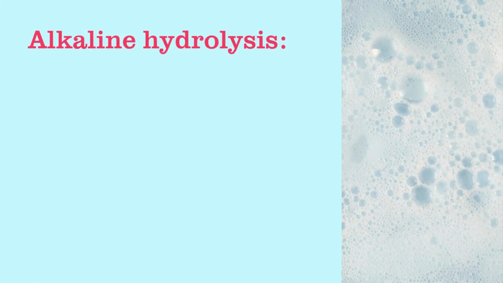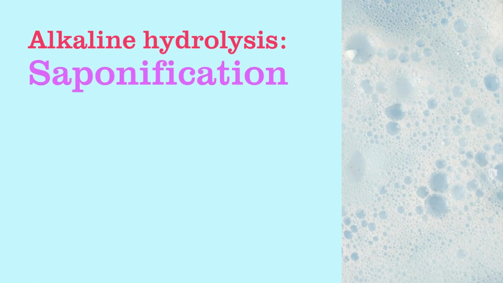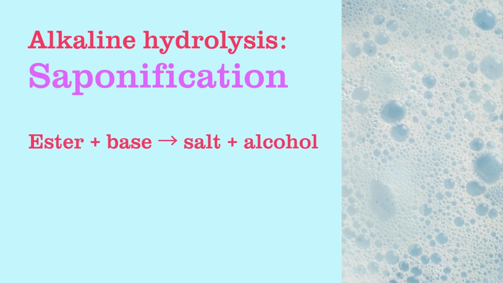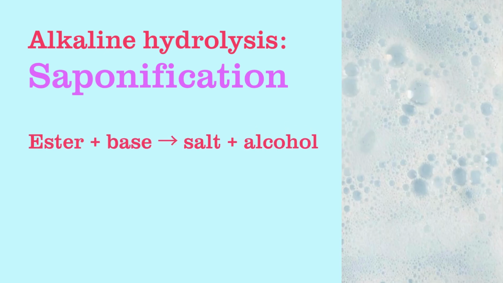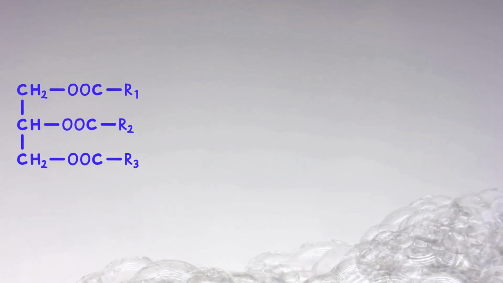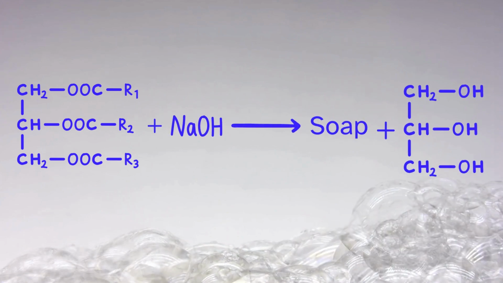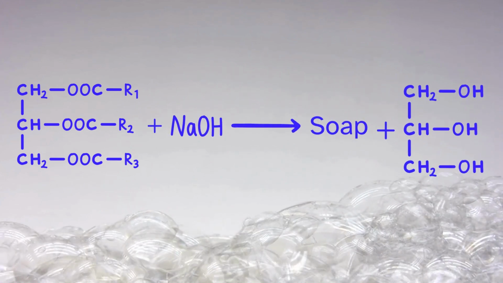In alkaline hydrolysis, or saponification, the ester reacts with a strong base like sodium hydroxide to give a salt and an alcohol. This reaction is used to make soap. Fats are natural esters. When they're boiled with base, we get soap and glycerol, exactly how soap was traditionally made.